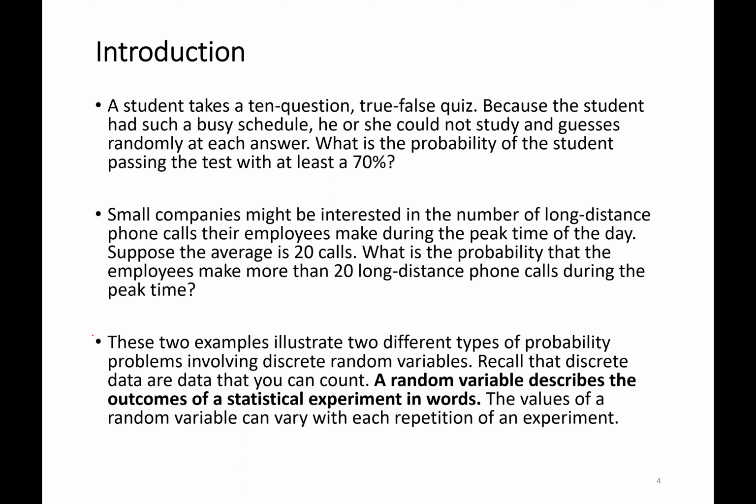So if I flip one coin, a description of the outcomes of that experiment would be I could get a head or I could get a tail. So my random variable is a description. Now, if I do it multiple times and I count the number of heads or the number of tails I get, then I've counted the data. I've got a discrete value. The values of the random variable can vary with each repetition of an experiment.